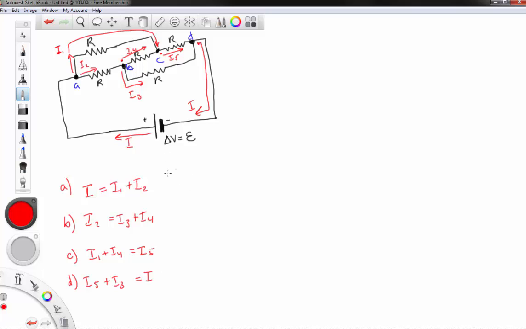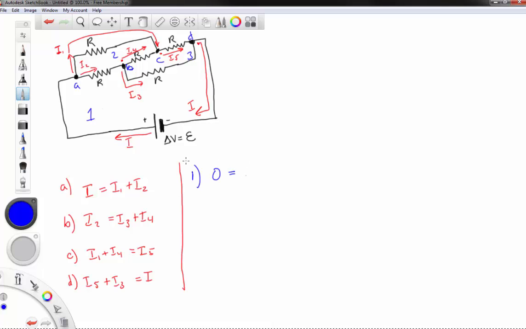Okay, what about voltages? Voltage drop across all the elements in a complete closed loop must be zero. So what are the complete closed loops? Well, one closed loop is this one right here. So we have a voltage drop across this resistor, and this resistor. So we can call this loop, I don't know, maybe this is loop 1, loop 2, and loop 3. So for loop number 1, we have the EMF.